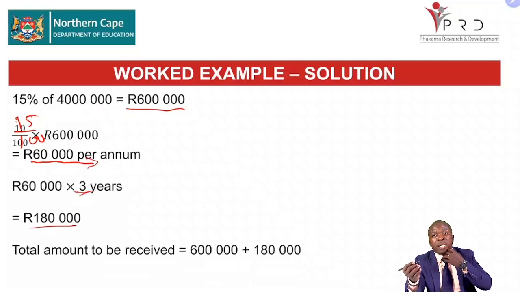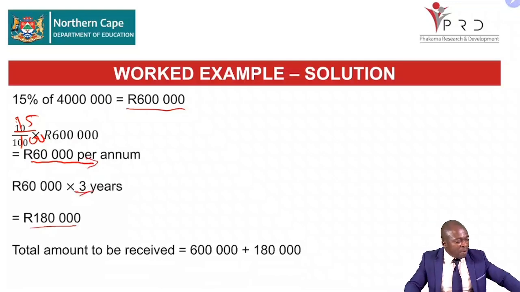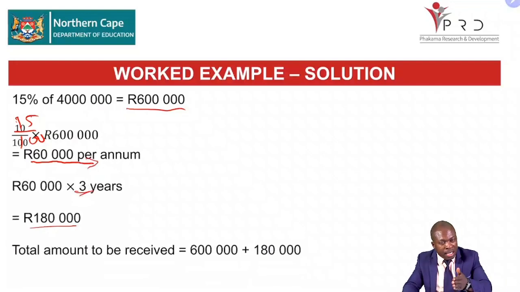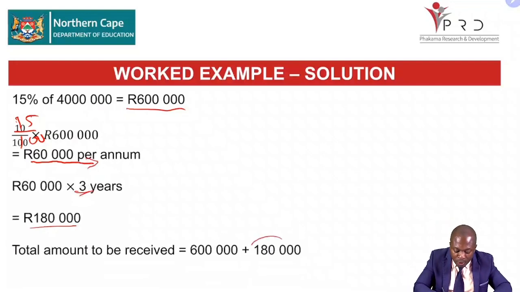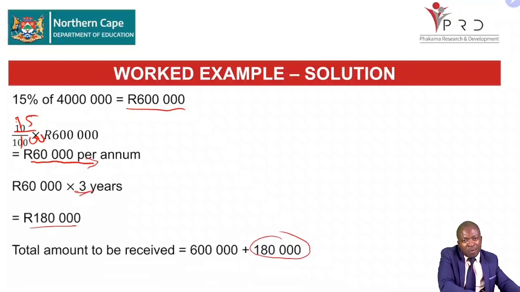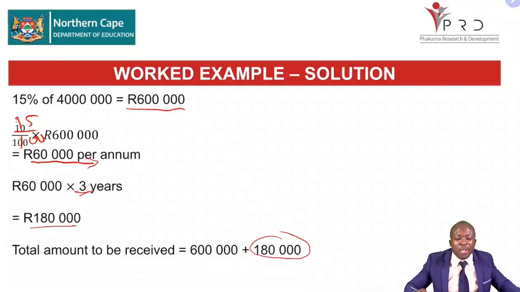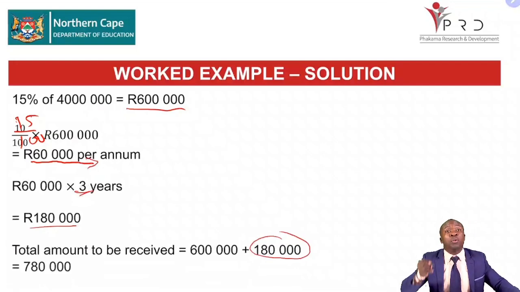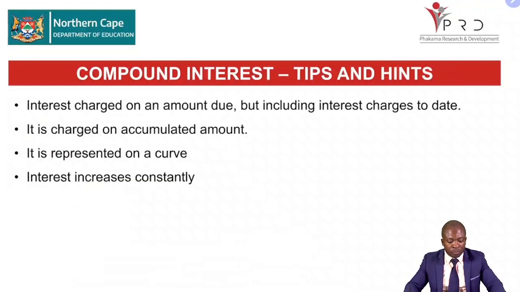Let's look at the total amount we are going to get now. How much did Adrian start with? He started with 600,000. He has left the money there for 3 years. So he got interest of 180,000. So when we add the 180,000 to the 600,000, how much are we going to get in total? You guessed it. 780,000.